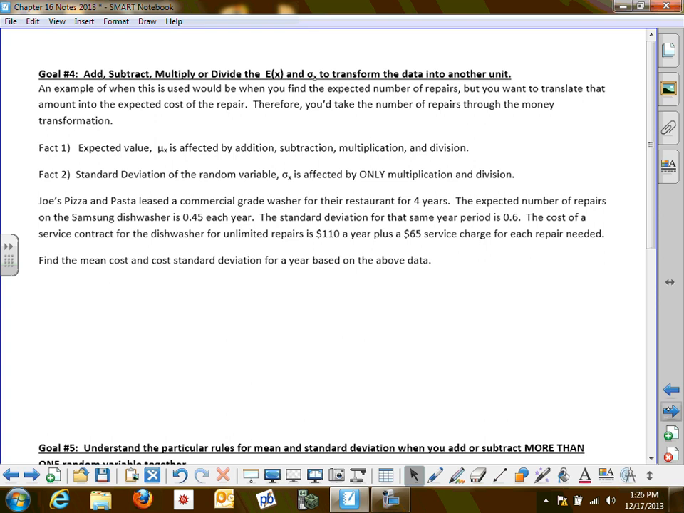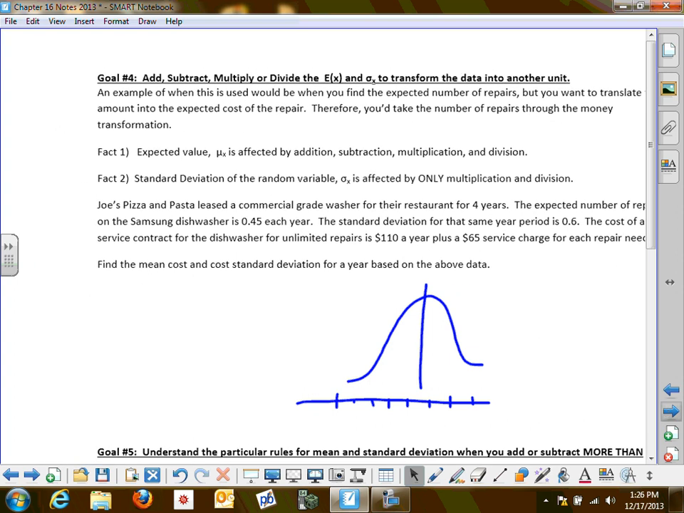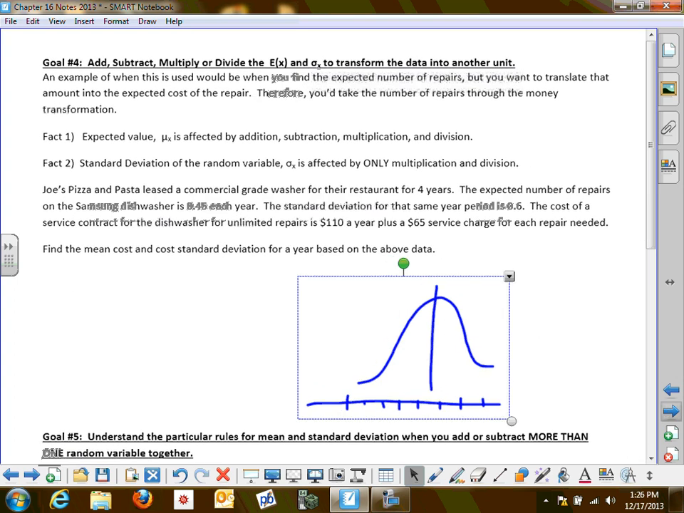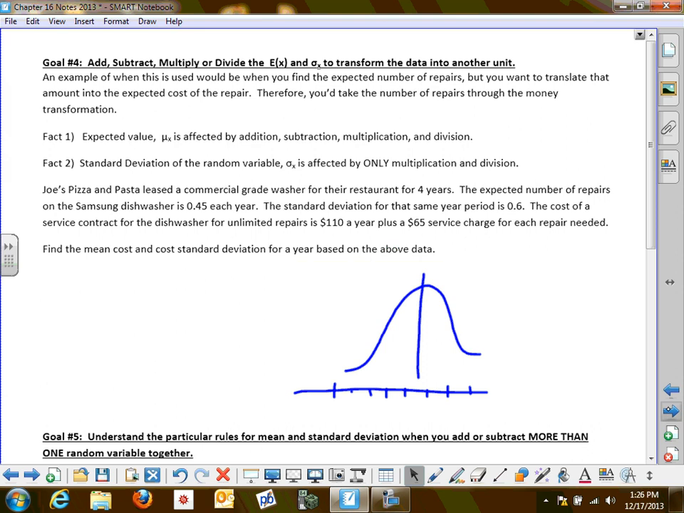So look here. This is a number line down here, and if I had a normal model and I add, this will shift up, and the mean will get larger. If I subtract, it will get smaller. So is the mean affected by adding and subtracting? Yes. The mean is affected by adding and subtracting.